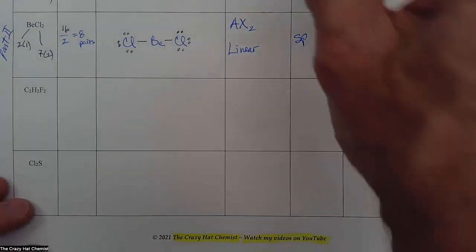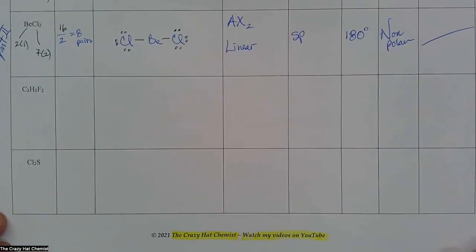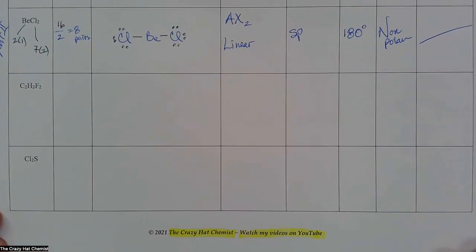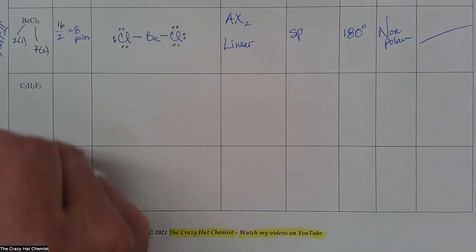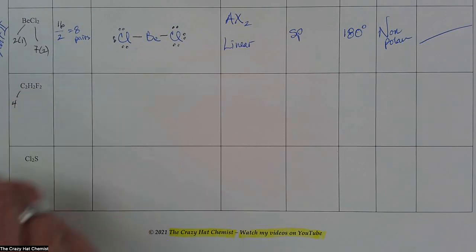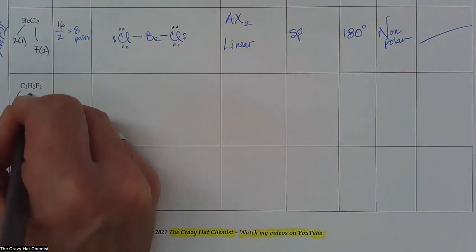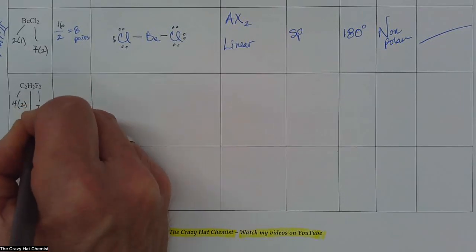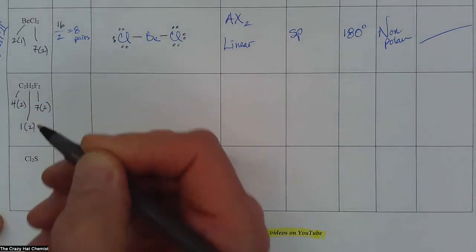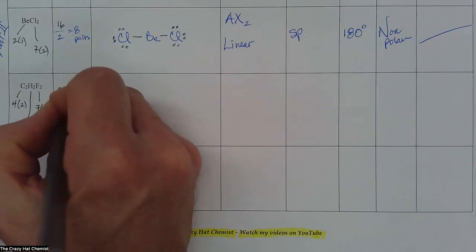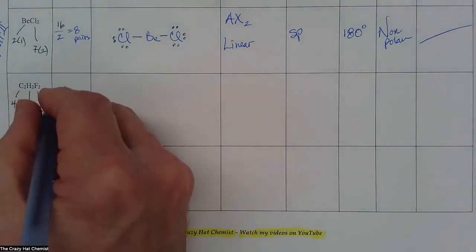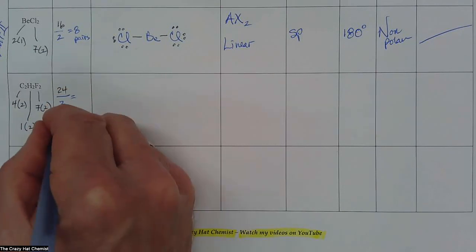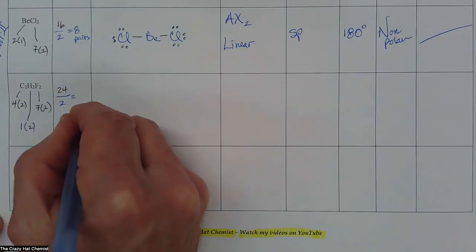Anyways, let's move on to this next one here. So pay particular attention to this next one. It's a complicated problem. Here we go. So, carbon has 4 valence electrons, and there are 2 of them. Hydrogen has 1 valence electron, there's 2. And fluorine has 7 valence electrons, there's 2 of them. So that's a total of 24 electrons. And as always, we're going to divide it by 2, and that will give me 12 pairs.